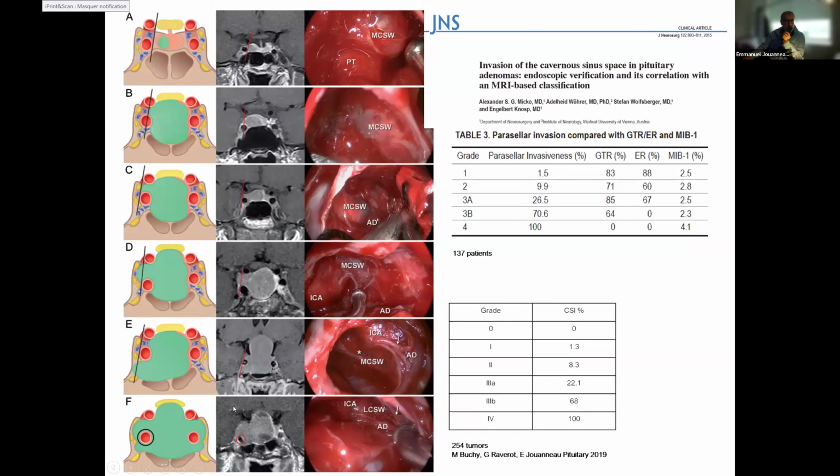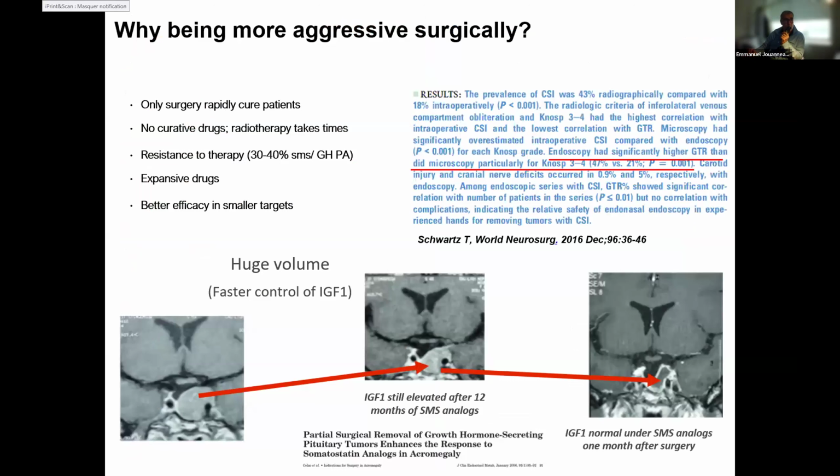And for invasive tumors, all the grade 4, that means tumor surrounding the carotid inside the cavernous sinus, are invasive tumors. It's a very easy and very useful classification, but sometimes it's not so accurate because it misses some coronal, some axial views. Sometimes when you look only at coronal, on midline, you can miss some posterior invasion inside the cavernous sinus, but it's another story. So why be more aggressive for PITNET?